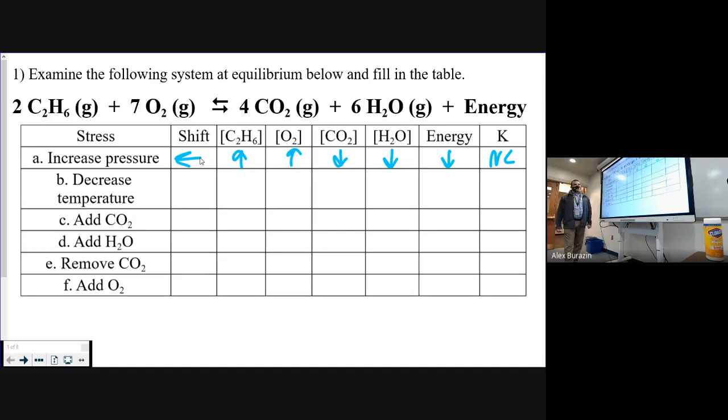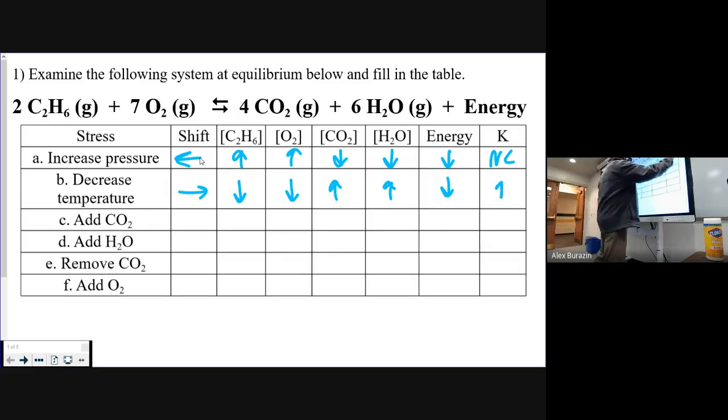Change in temp, decrease temp. Energy is going down. That's the first arrow I'm going to put in. As a result of that decrease, which way am I going to shift? I have to shift towards it to replace what I just removed. Now all of the other arrows are going to fill in based off of that shift. This will go down, down, up, up, and then K actually does change because we had a change in temp. Which way are we going? Towards the products. K is products over reactants. We're making more products, our numerator is getting larger, our value of K is getting larger.